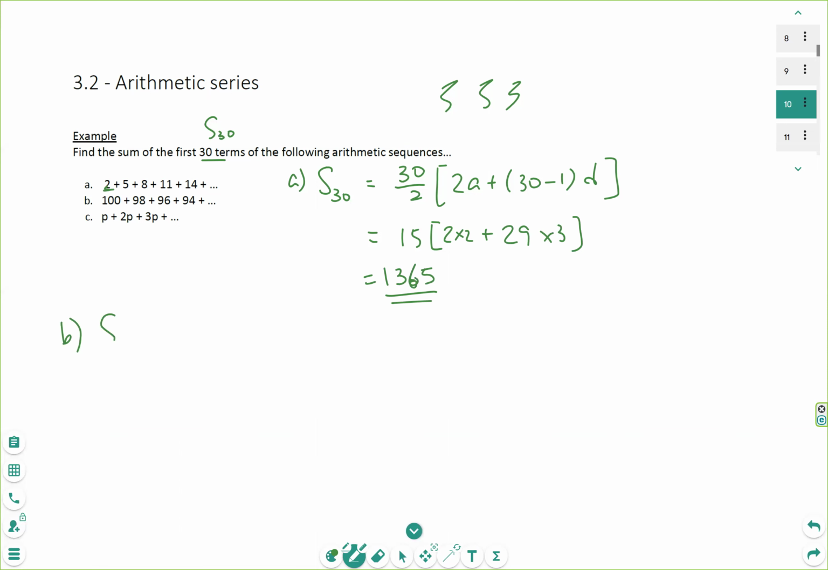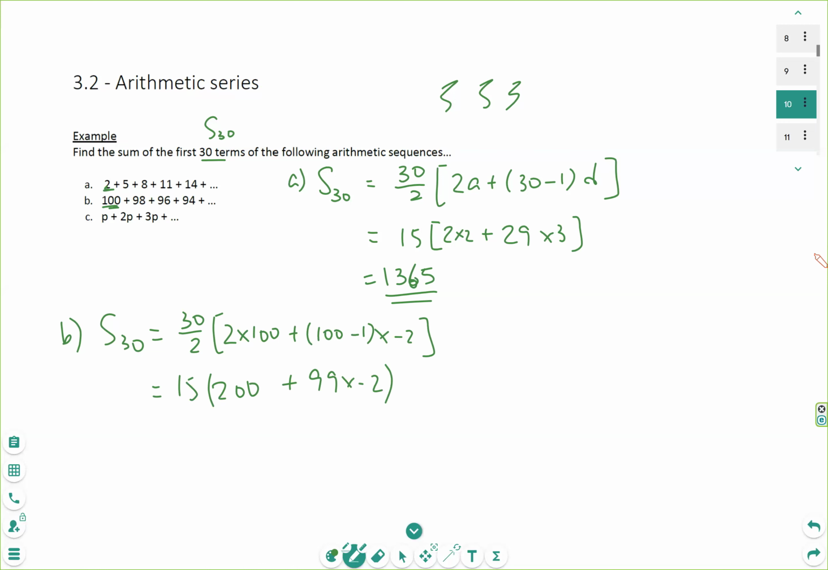Okay, 1365. Question B. This time S30, n will still be 30. 30 over 2 times 2a. A is 100. 2 times 100 plus 100 minus 1 times the difference. The difference now is going down by 2, so the difference is negative 2. Which equals 15 times... To be honest, you don't have to write it out like what I did. You can just put it in a calculator: 299 times negative 2. You should get 2130.